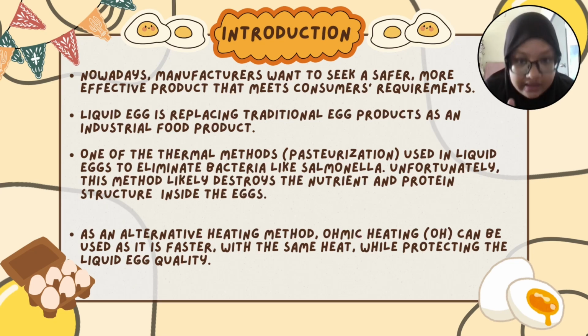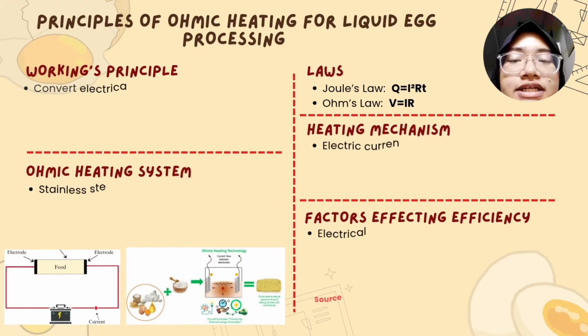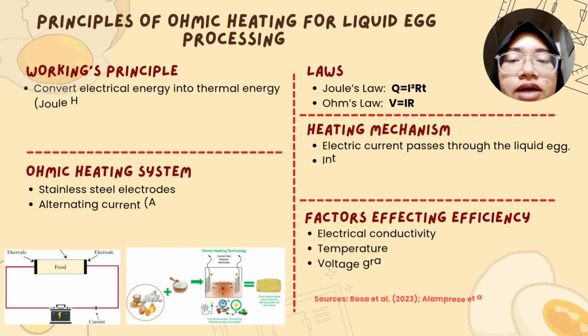So as an alternative heating method, ohmic heating is introduced, as it is faster with the same heat but protecting the liquid egg quality. Next, I'll be explaining the principles of ohmic heating for liquid egg processing.